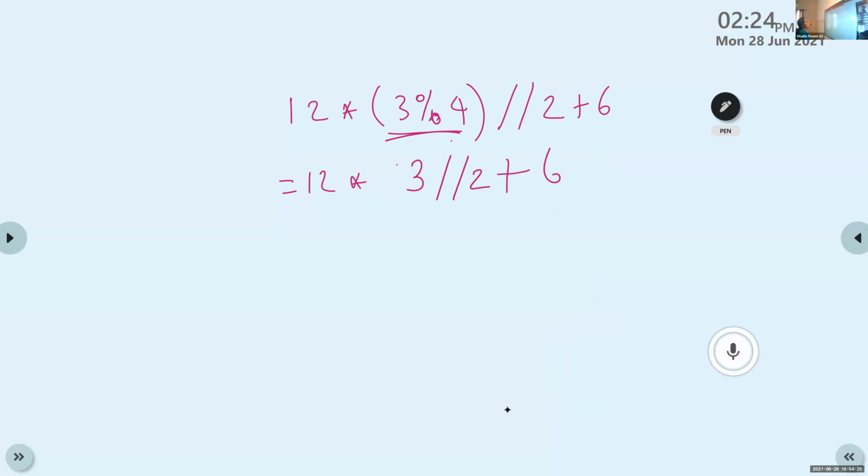Irene, which one is the next step? Any idea? Okay, Amal? I have doubt in floor division. Okay, Amal, I will explain later, after completing this one. Rahul? 12 into 3 floor division 2 plus 6. What is the answer?